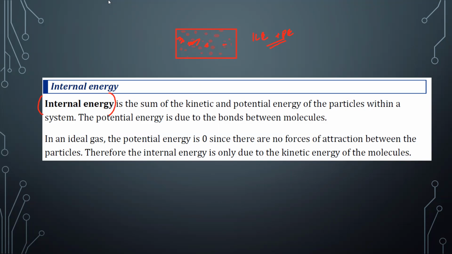And in an ideal gas, the potential energy is zero. What is an ideal gas? In an ideal gas, there is no force of attraction between the molecules. In practice there is a force, but in an ideal gas we assume there is no force between the particles. And number two, the collisions of the particles are perfectly elastic. Elastic collision means the kinetic energy is conserved; the speed at which the particle moves towards the wall and bounces back does not change.